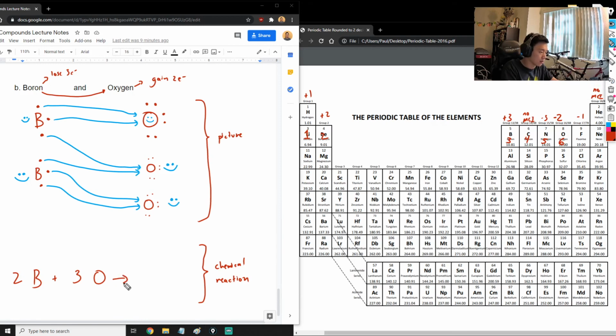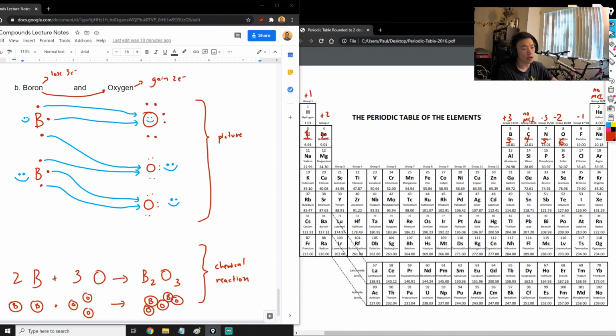And then they're going to combine and form, how many B's are there going to be? There's going to be B2 and O3. So what that means is, on this side, we had two separate borons. We combine that with 3 separate oxygens, and then they're going to form B2O3. All of them are going to combine together to form one molecule.